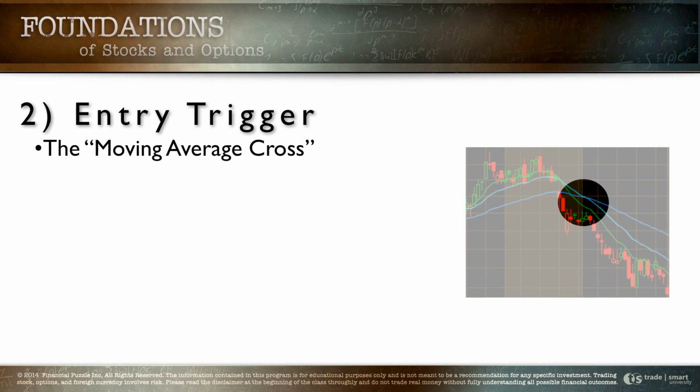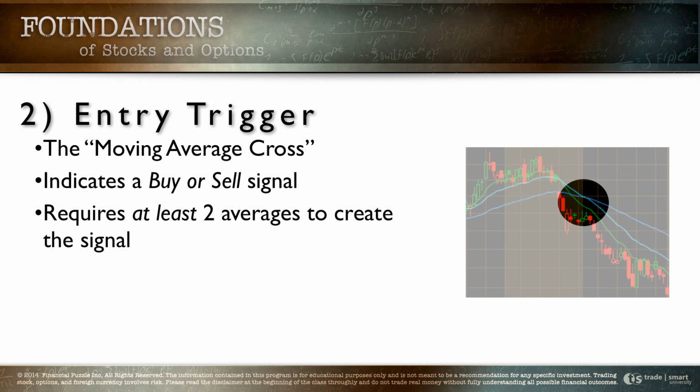So let's talk about the second way we use moving averages as an entry signal. As an entry trigger, the moving averages create what we call a moving average cross. This is going to be an indication of either a buy or a sell signal. Now, the way this is created is we have to have at least two averages working together. You cannot get this signal with just one.